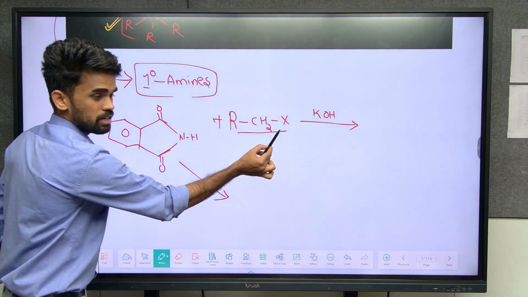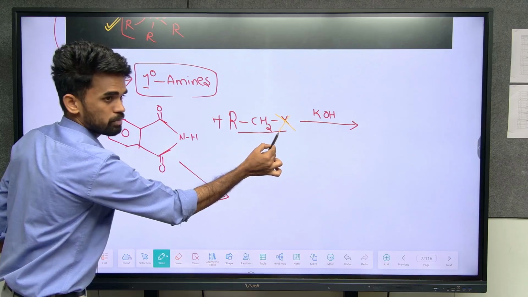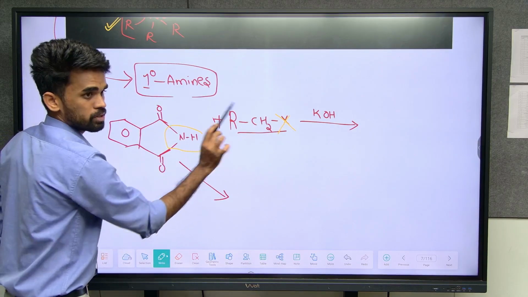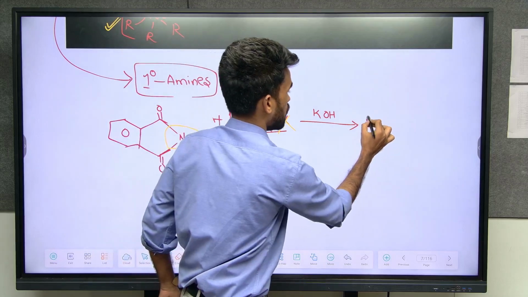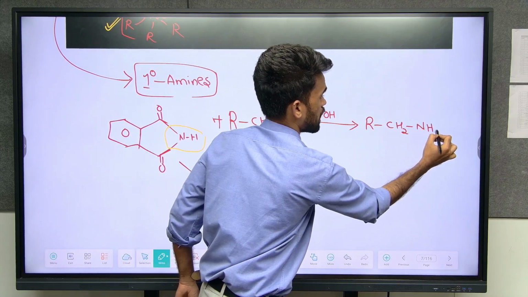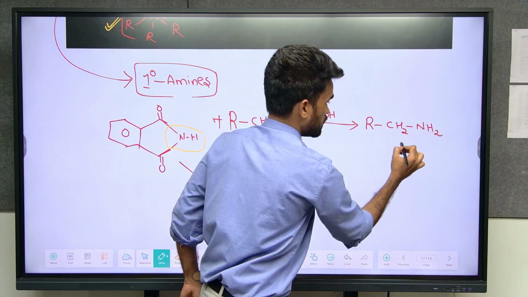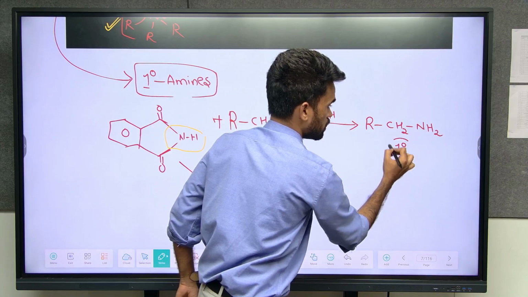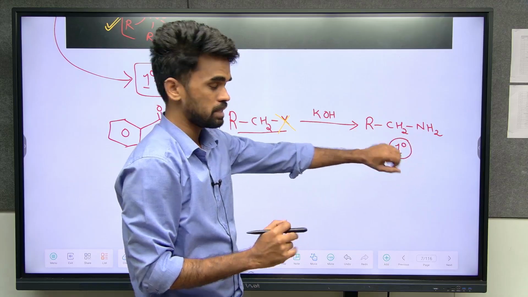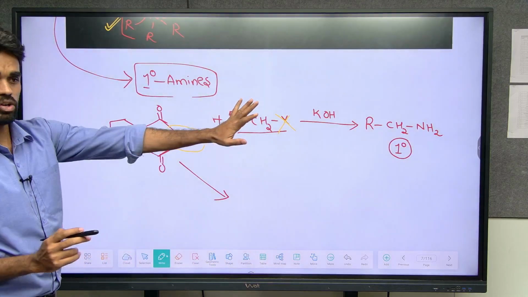The alkyl halide is there now. Just remove this halogen from here. The nitrogen atom is there, give it to that carbon. What will be the product now? R, CH2, NH, like an amine, I am saying NH2. This must be which type of amine? Primary amine. This is the best method for preparation of primary amines. Okay. Now you got the product?